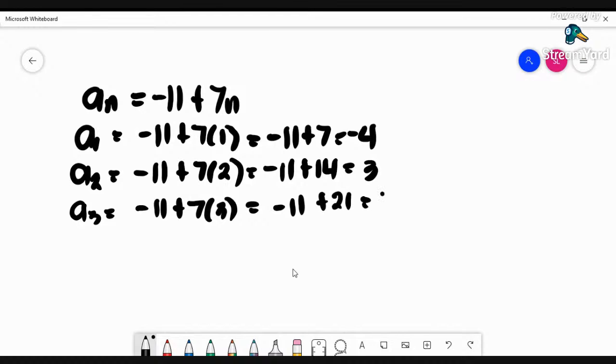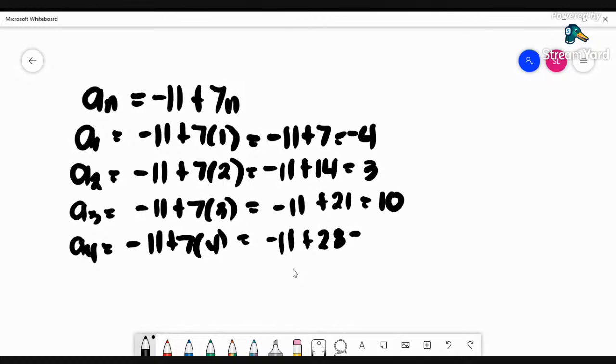That is 10. So again, for a sub 4, if you are going to solve that, we get negative 11 plus 7 times 4, which is negative 11 plus 28. That is 17. And for a sub 5, since we have noticed our common difference is 7: 3 minus negative 4, that is 3 plus 4, which is 7. 10 minus 3 is also 7. And 17 minus 10 is also 7.